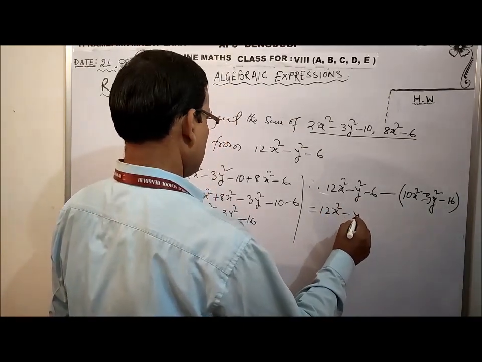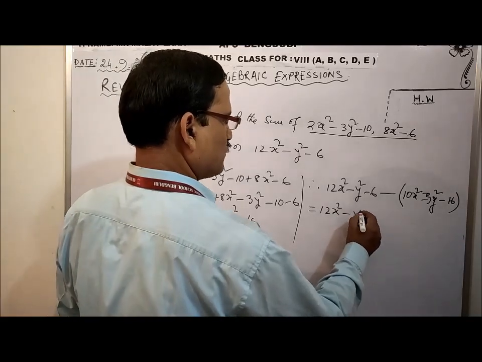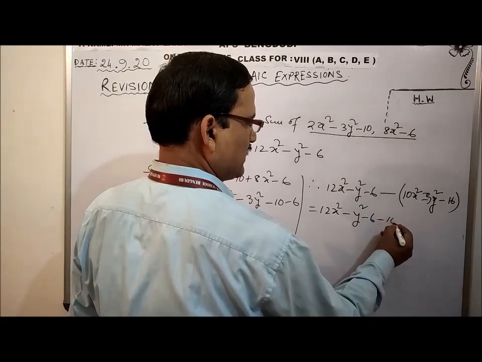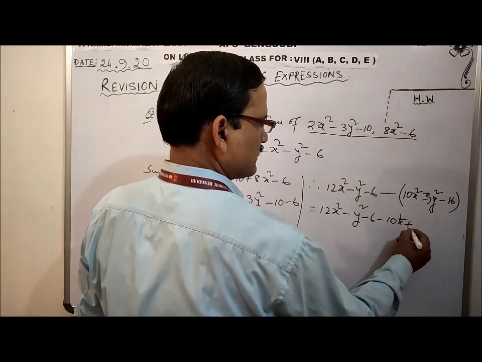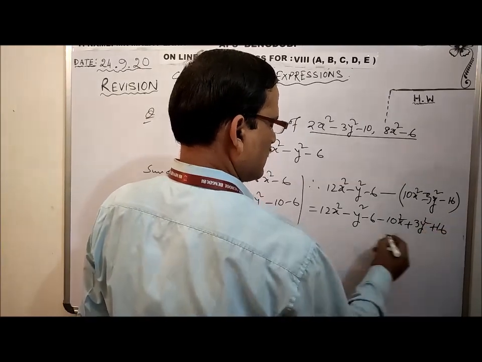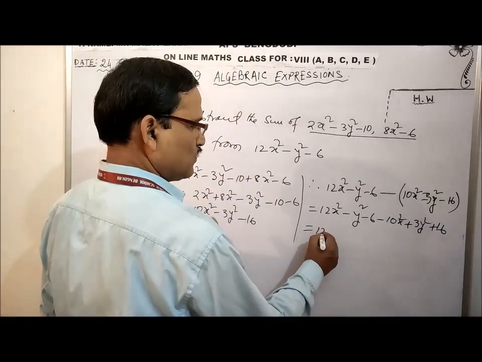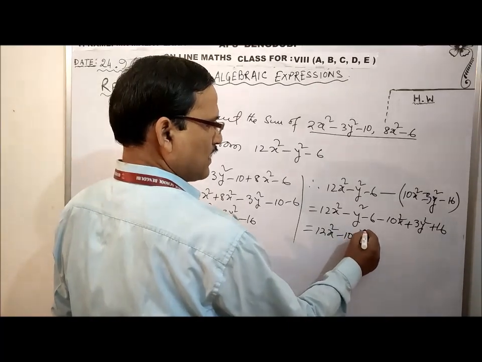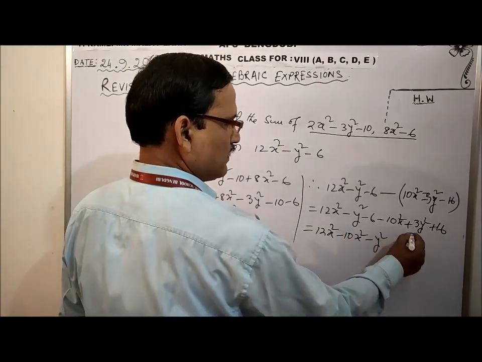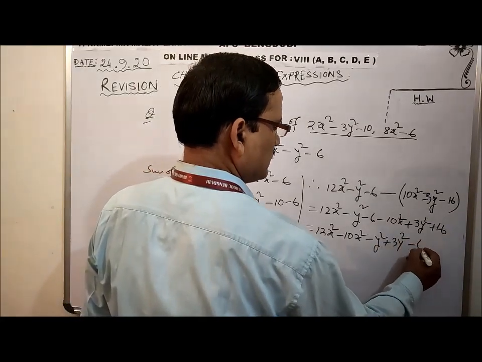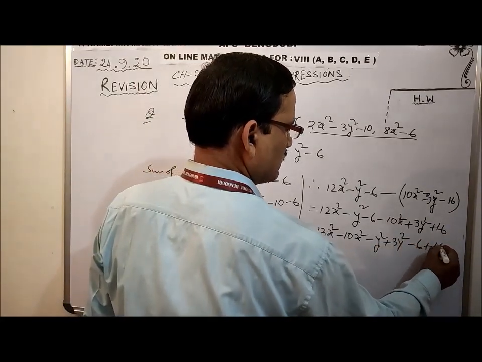What is the result? 12x square minus y square minus 6. Remove the bracket: minus 10x square plus 3y square plus 16. Write down the like terms here: 12x square and 10x square, minus y square and plus 3y square, and minus 6 and plus 16.